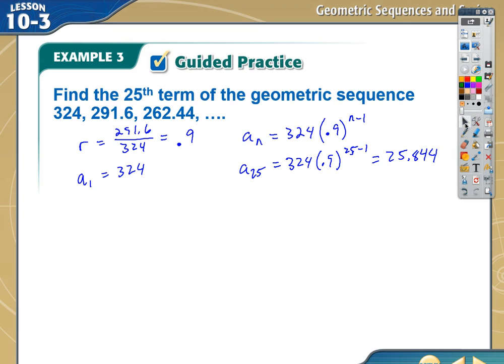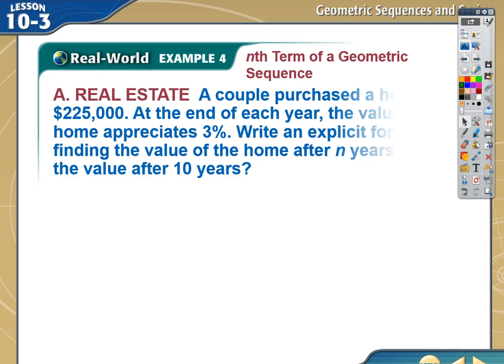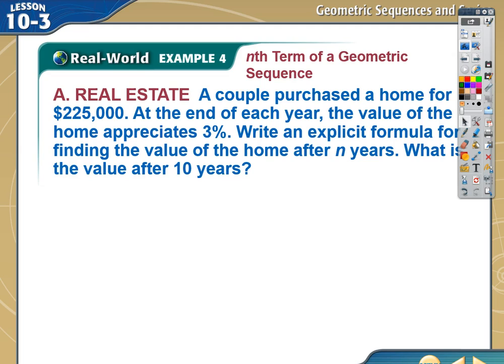So where does it get difficult? Well, when we start doing word problems. Here I have a couple that purchased a home for $225,000. It's a nice home, at least here in Texas. Up in Oregon, it's not a very nice home. It's like a dirt lot with a shack on it.